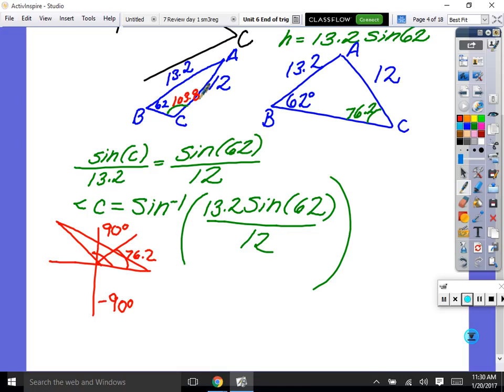Over here you'll do 180 minus that. What's angle A? And then over here, what's angle A? 180 minus 62 minus 103.8. How did we figure out this angle? We took 180 degrees and we subtracted our acute angle, 76.2 degrees, which gives you 103.8 degrees. So that's our obtuse angle. Well, that works because this triangle is the acute one and then here's the obtuse one.